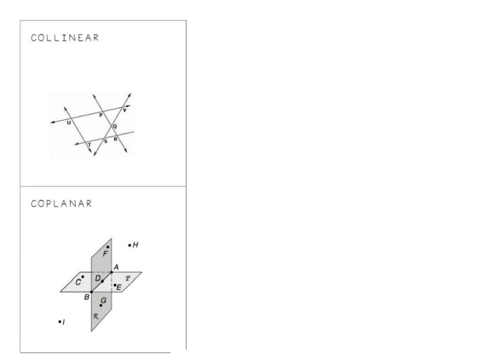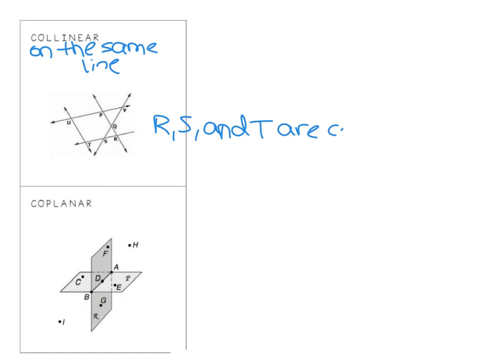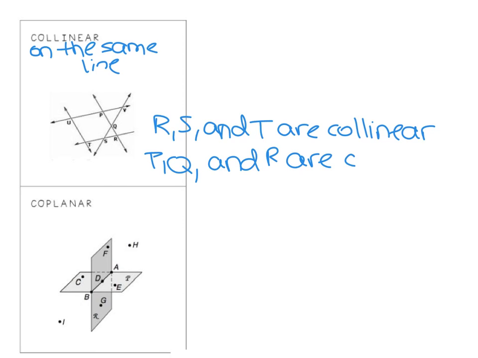Collinear means on the same line. Examples here would be R, S, and T are collinear points. Or you could say P, Q, and R are collinear points. There are other ones as well, but those are just two examples.